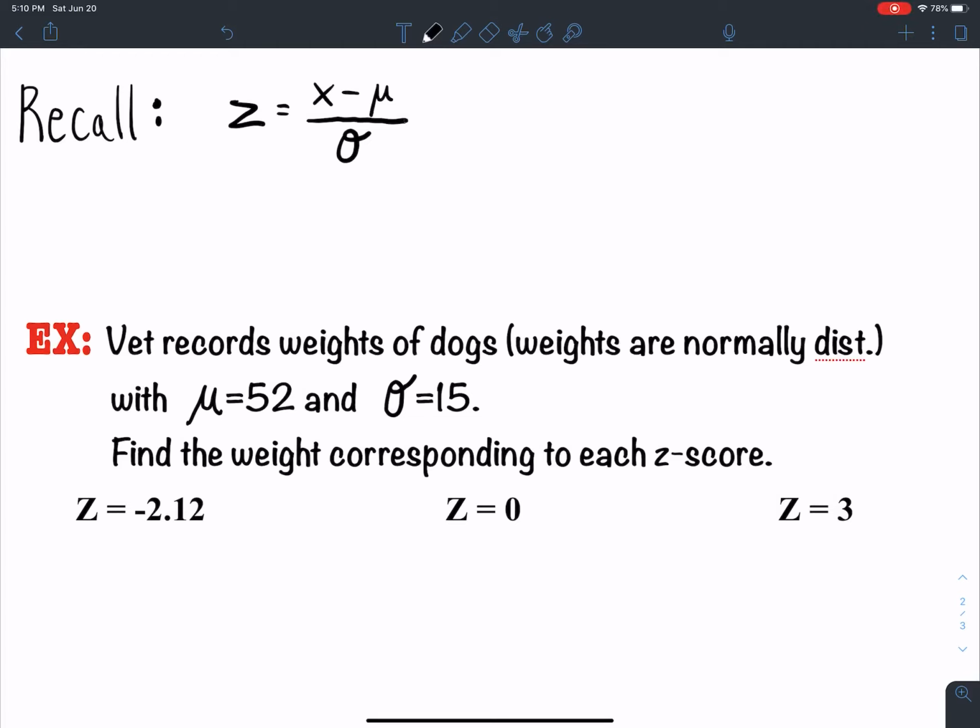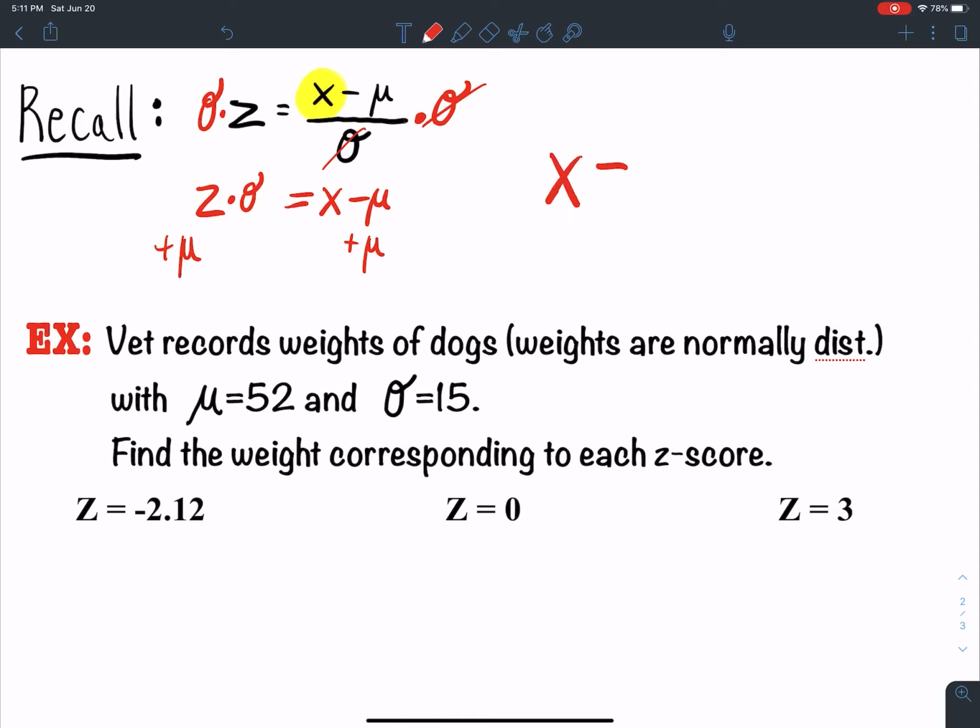So just to recall, to find a z-score, we take the value minus the mean and then divide by the standard deviation. Say instead, though, we wanted to find the value. That means we need to solve for x. To solve for x algebraically, I'm going to multiply the standard deviation on both sides. So those cancel. And so I have x minus the mean equals z times the standard deviation. And if I add the mean to both sides, then I will solve for x. And so that tells me x is equal to the mean plus the z-score times the standard deviation.